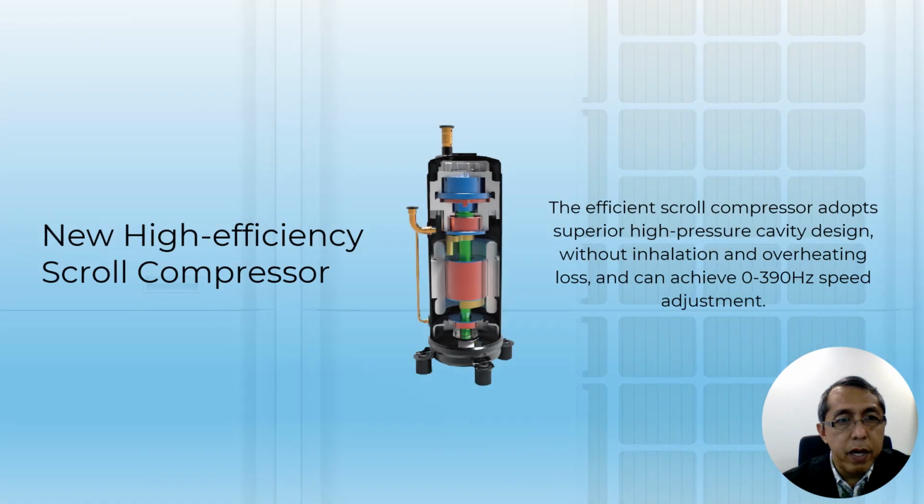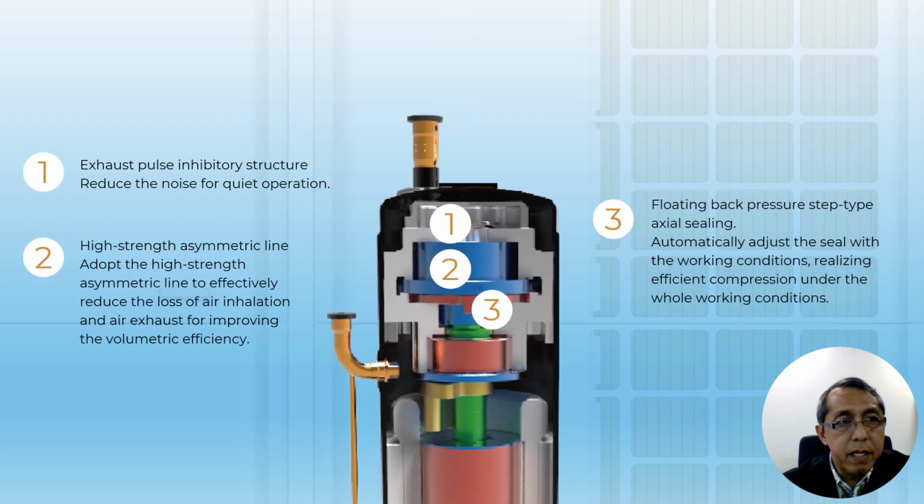It has a new high efficiency scroll compressor. The efficient scroll compressor adopts superior high pressure cavity design without inhalation and overheating loss, and can achieve up to 0 to 390 Hz speed adjustment. That's about 6.5 times the normal frequency of the motor, which is 60 Hz. And the exhaust pulse inhibitory structure reduces the noise for quiet operation.